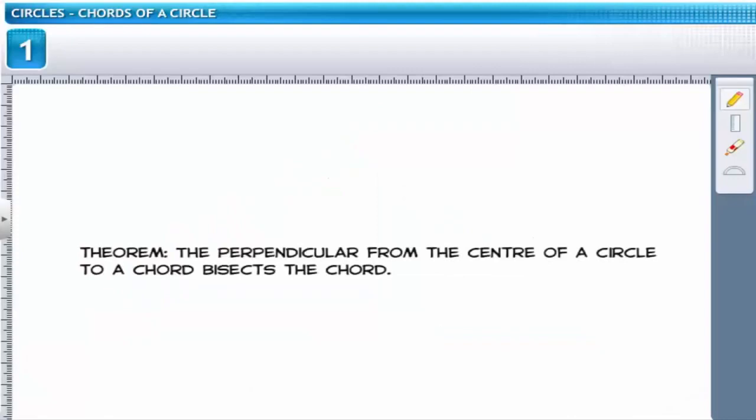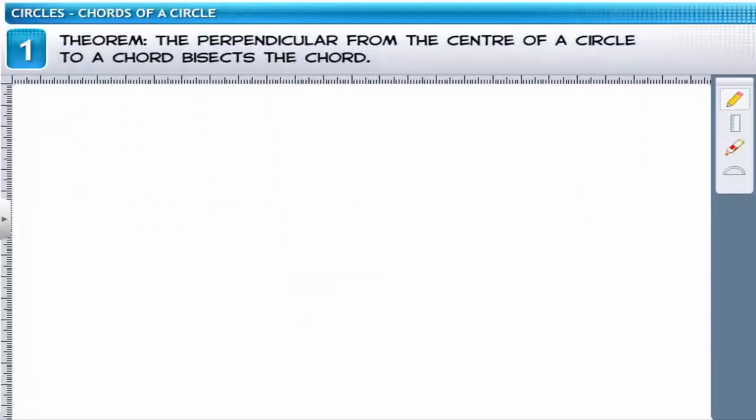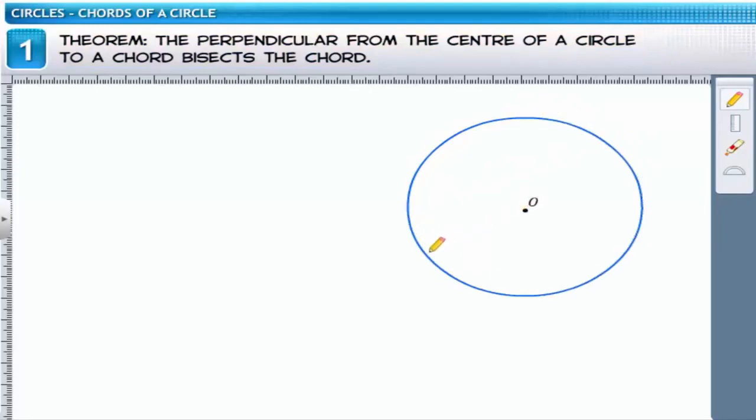Next, we'll discuss a theorem based on the perpendicular bisector of a chord. The theorem states that the perpendicular from the center of a circle to a chord bisects the chord. Now, consider a circle with a center O, such that AC is a chord of the circle. OB is perpendicular drawn from O to AC. We have to prove that OB bisects the chord AC or divides it into two equal parts so that AB equals BC.